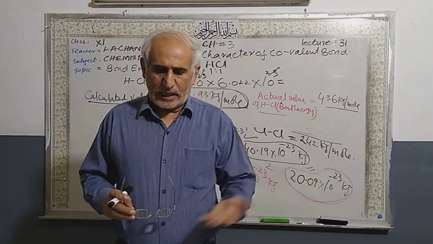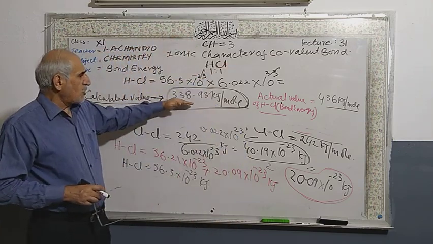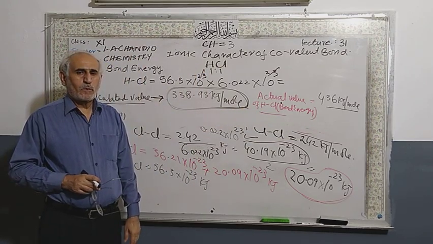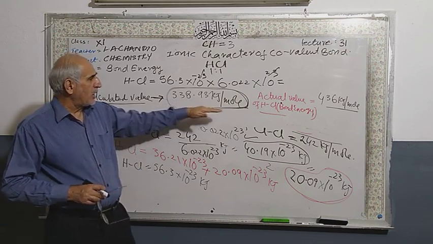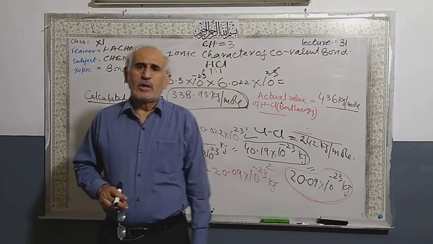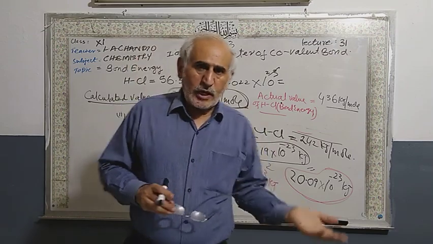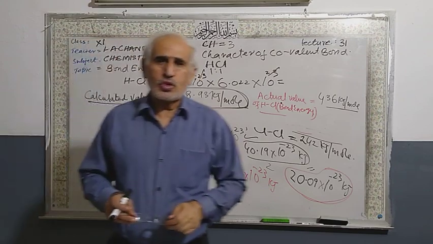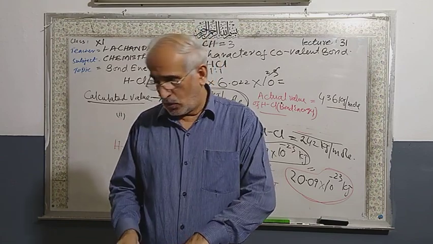And when you calculate the ionic character for hydrogen fluoride using this method, you will find a much larger difference than for hydrogen chloride. You will find 338.93 theoretical, and actual is 436. See the difference of these two values. If you calculate for hydrogen fluoride, you will find a much larger difference. So this shows that the bond is more polar, there is more polarity.